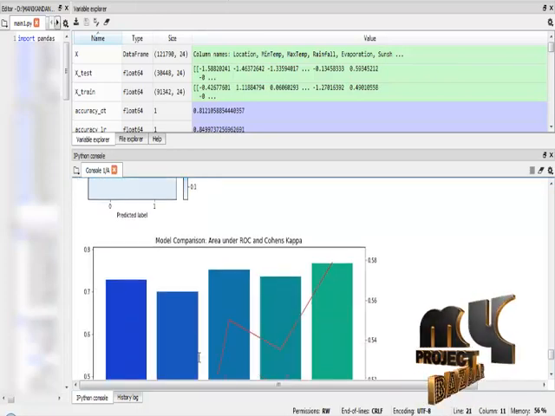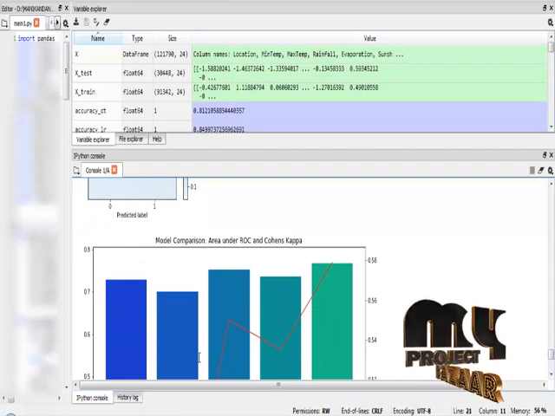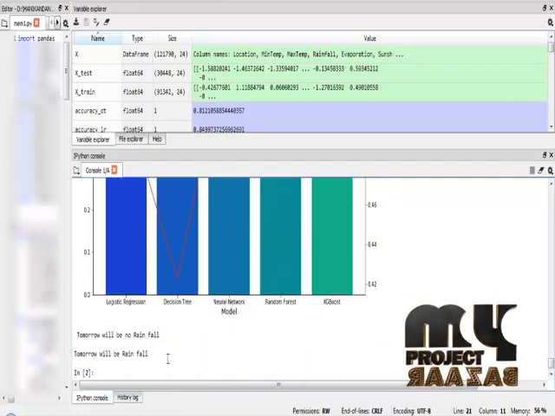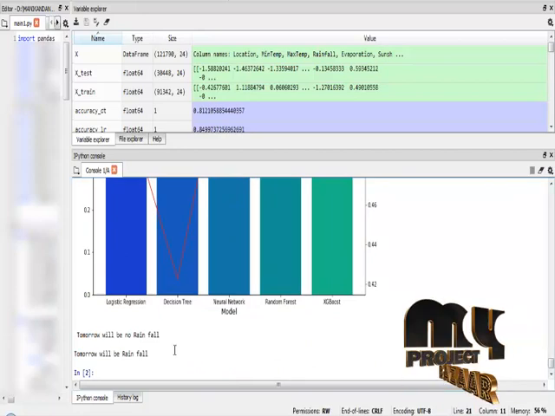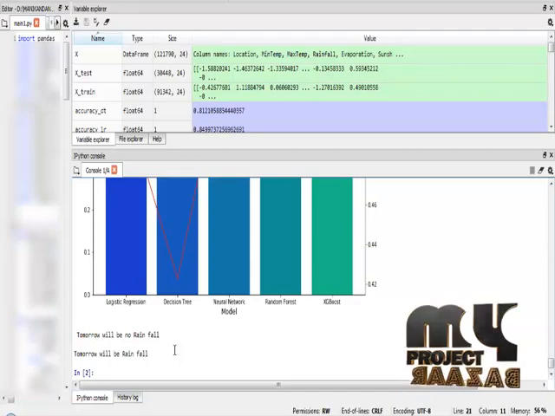Finally, we compare the 5 different machine learning algorithms and their ROC curves. And this is the prediction based on the XGBoost algorithm, because our XGBoost algorithm provides the highest result.